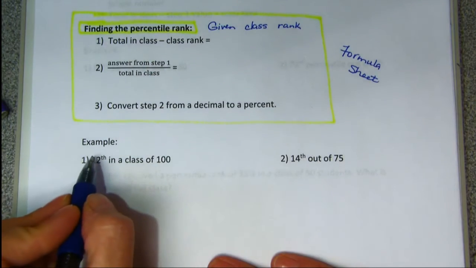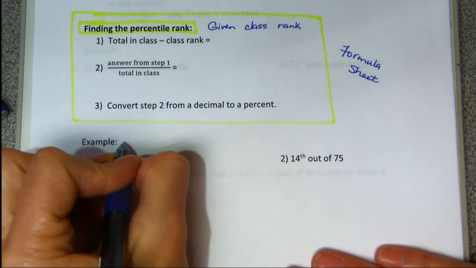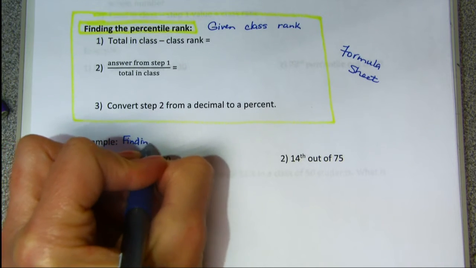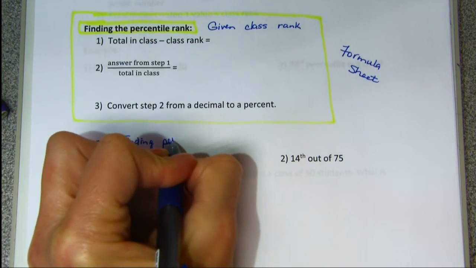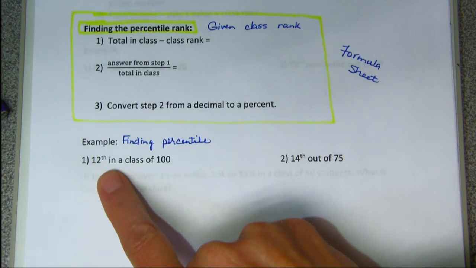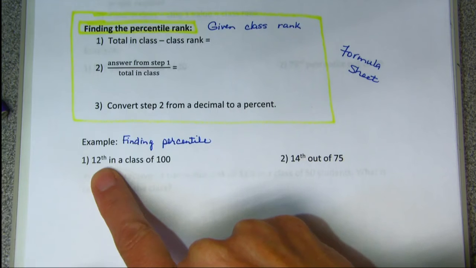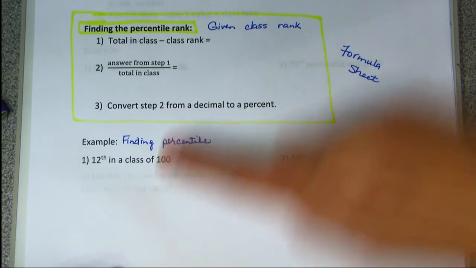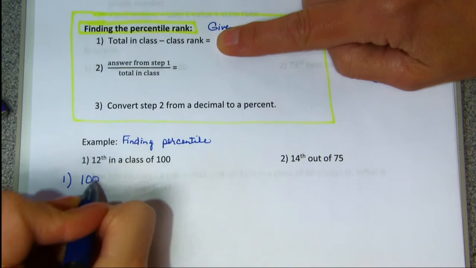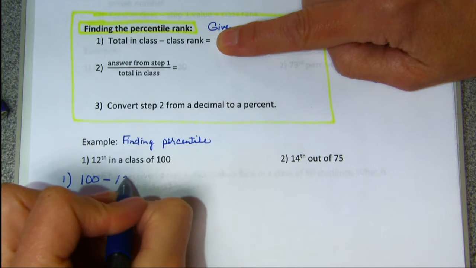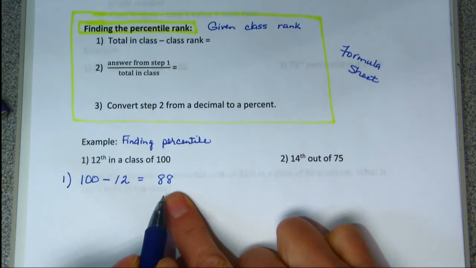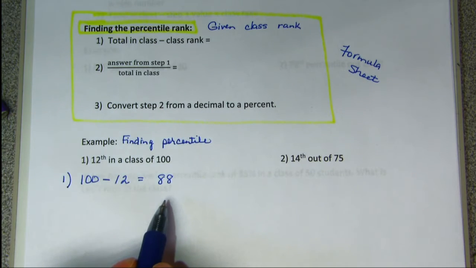All right. So we are finding percentile. All right. So you're given that you ranked 12th in your class and your class had 100 people in it. All right. So step 1 says take the total in the class. So there's 100 minus your class rank, which is 12. And that gives me 88. What that means is there's 88 people that were below you.